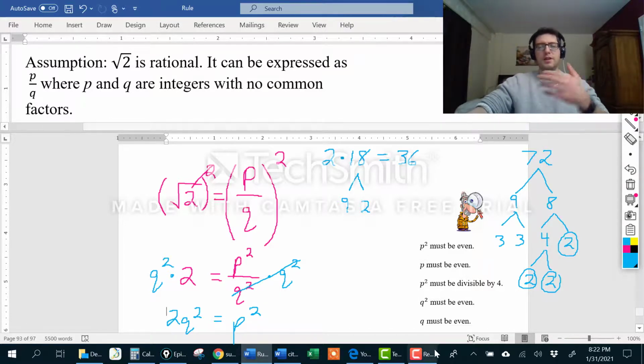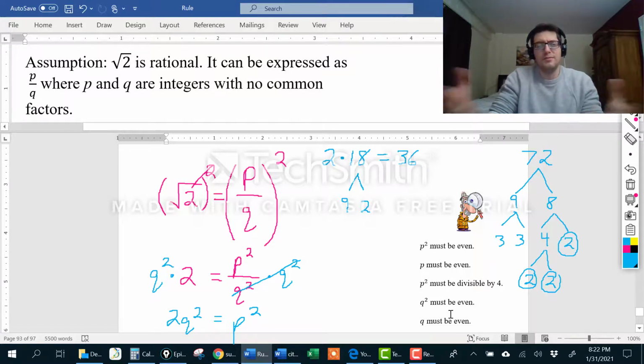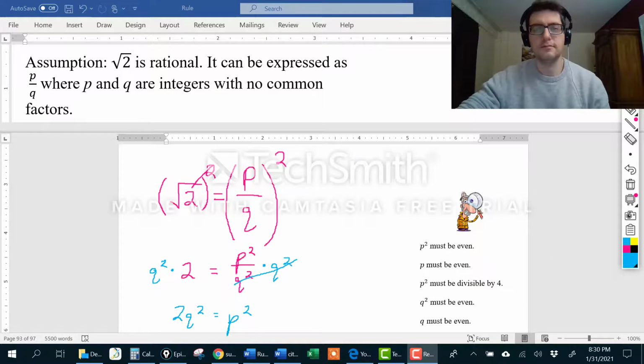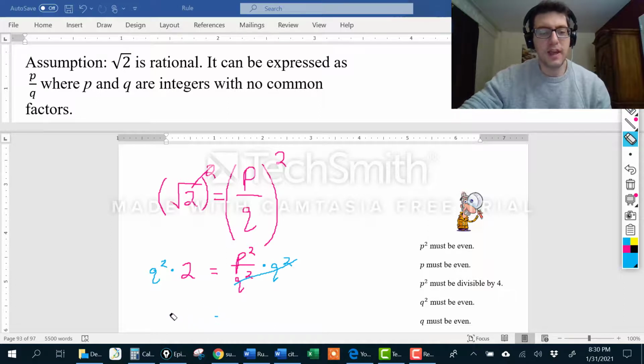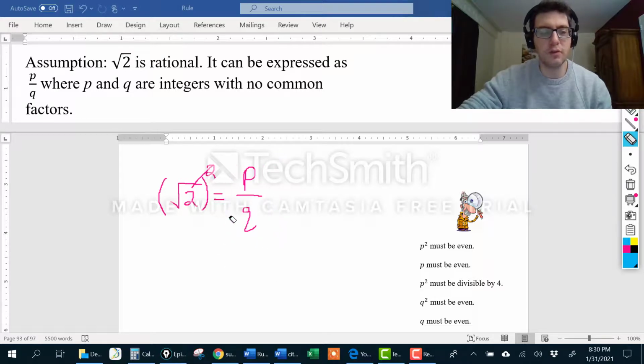I thought by the time we uncovered the boxes, we would have the proof that the square root of 2 is irrational, and you might be thinking, I don't see that here. So q squared must be even, p must be, so what? How does that prove what we're saying over here? What we're going to do is erase everything that we've done except our original assumption. This is all we need to focus on right now.